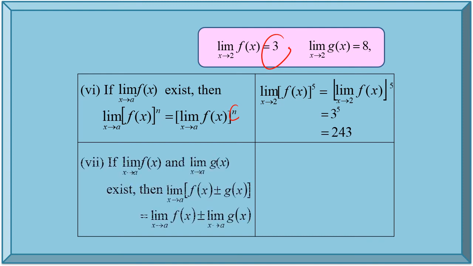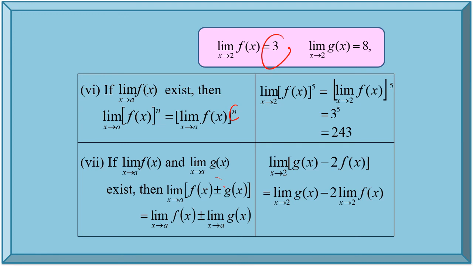And then the next one is, if the limit of f(x) as x approaches a and the limit of g(x) as x approaches a exist, then the limit of addition or subtraction between the functions, we can separate into the addition or subtraction of the limit of each function. For example, the limit of g(x) minus 2f(x) as x approaches 2 can be written as the limit of g(x) as x approaches 2 minus the limit of 2f(x) as x approaches 2. So the constant can be taken out. We know the limit of g(x) equals 8. So 8 minus 2 times the limit of f(x), which equals 3. So 8 minus 6 equals 2.